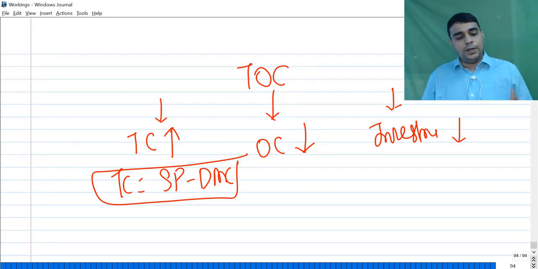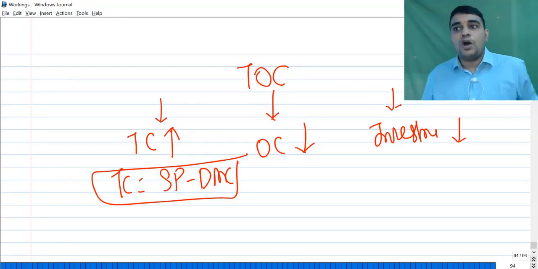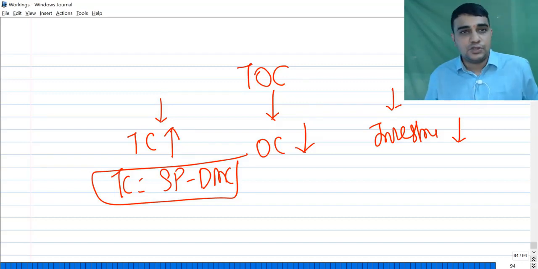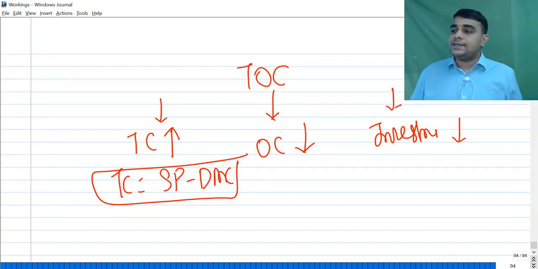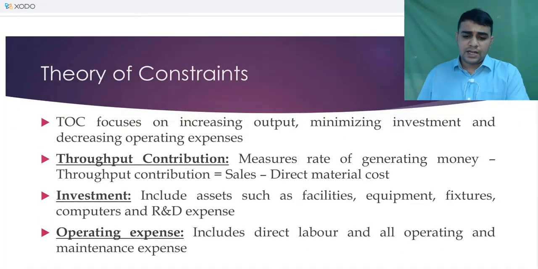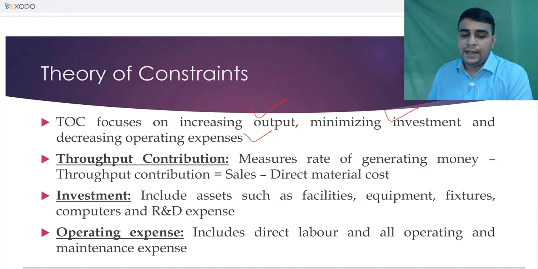The objective would be to maximize throughput contribution while minimizing the operating cost so that the profit improves, while also minimizing the investment. Profit on a denominator of investment is called return on investment. So I can improve my ROI if I am able to maximize throughput contribution while minimizing the operating cost and investments in the company. TOC focuses on increasing output, minimizing investment, decreasing operating expenses.